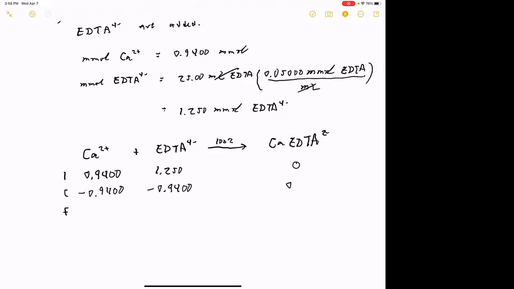I got to make the same amount on the right. All right, so it looks like for the calcium, I have none of that left. 1.250 minus the 0.940 is 0.310. So that's the millimoles of EDTA I have left over. And I've still got 0.9400 millimoles of calcium EDTA in there.